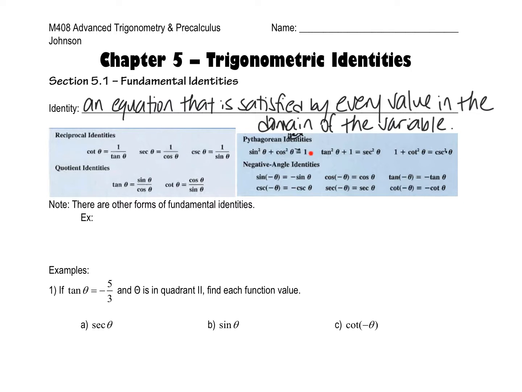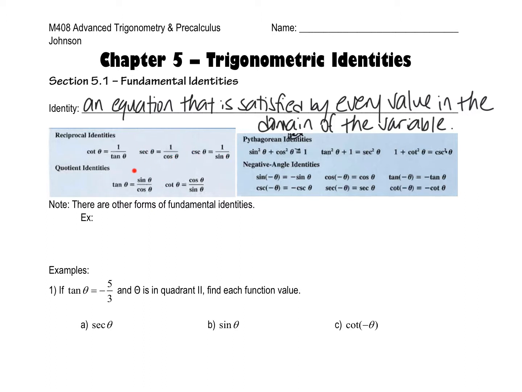Here's an identity. This is another one using tangent and secant. This is one with cotangent and cosecant. These are the reciprocal identities that you already have memorized. And remember, you can switch those. Tangent is 1 over cotangent. Cosine is 1 over secant. Sine is 1 over cosecant.